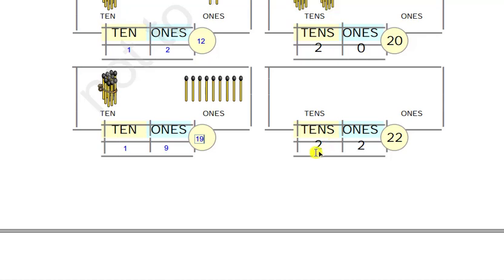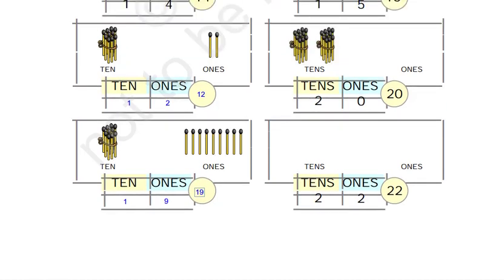Similarly, here they have given 2 tens and 2 ones. So we have to draw 2 bundles of matchsticks and 2 loose matchsticks. First of all, we will draw 2 bundles of matchsticks. So this is 1 ten. These are 2 tens. And next it is 2 ones. So this is 1 one and this is another one. So in total this becomes 2 tens and 2 ones, which is 22.